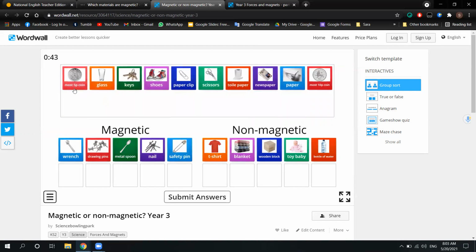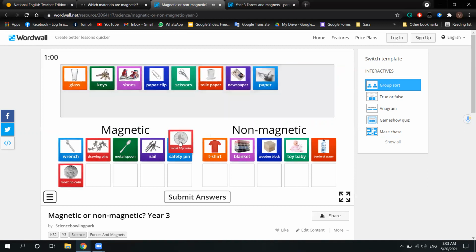Here, these coins are magnetic. Okay, some coins or some pennies are non-magnetic, but some coins are magnetic. So it's kind of confusing, but I need you to know that coins are magnetic here. Okay, so these coins, magnetic.